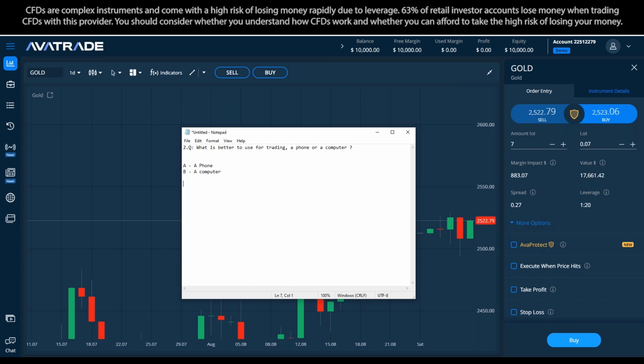But let's see how we can answer this question. A phone, as written here in the audience, is with you at all times. So it's available, right? A computer is not, but it's bigger, usually, and more comfortable, right? Now, what is better to use? What do you guys think is better to use?